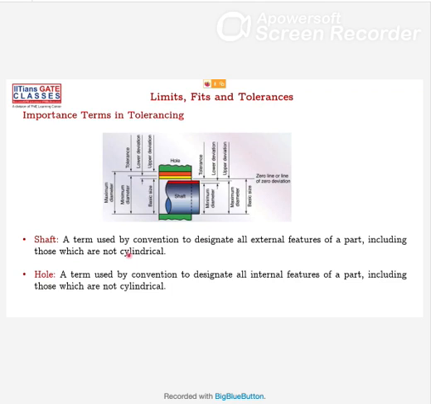Please don't assume that shaft means only diameter. Which is not cylindrical also, you can assume it to be a shaft, because here we are thinking of a hole and shaft system, because we assume that this is a fitting system, right? So even though it is not cylindrical, it is designated as shaft. So shaft doesn't mean an exact shaft, but all the external dimensions of any part are called a shaft. Okay, a hole is a term used by convention to designate internal features of a part, including those which are not cylindrical. Okay, so this is called a hole.